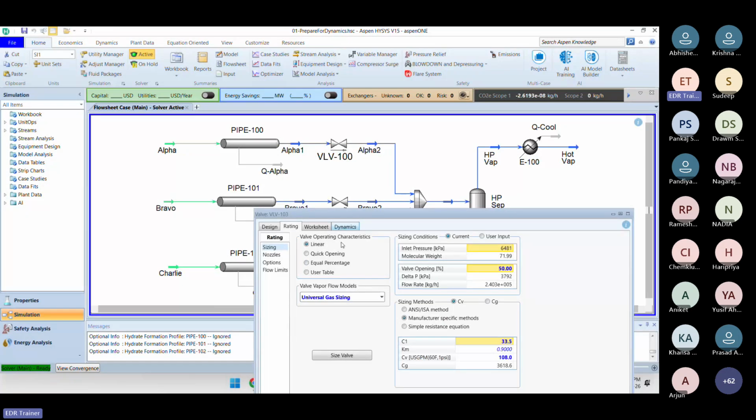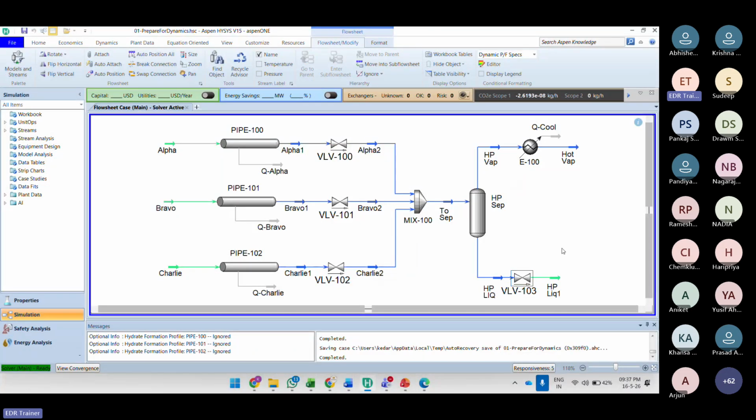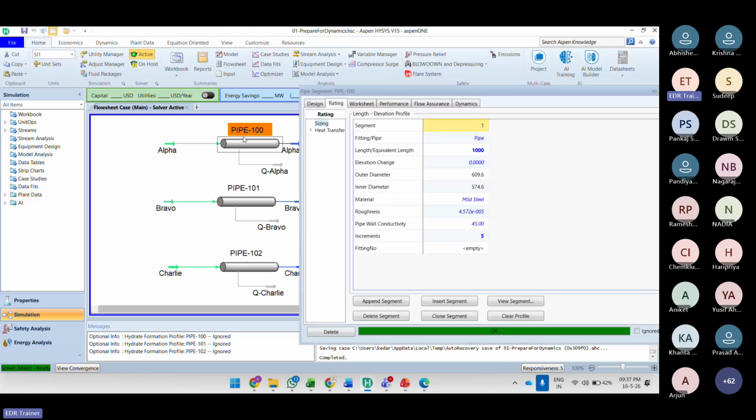In dynamics, I'm assuming that all my control valves are check valves, and the reverse flow may not happen, so I have clicked on that part. Okay, if you go into pipe, let me check dynamics.